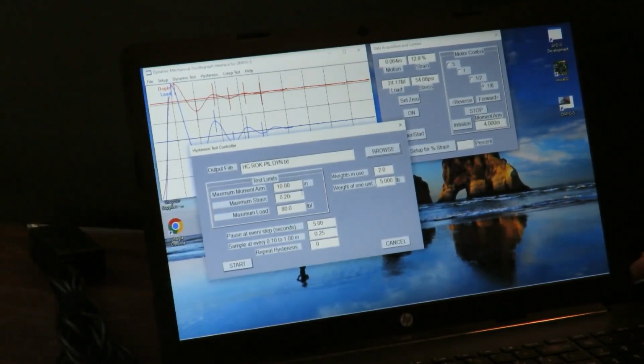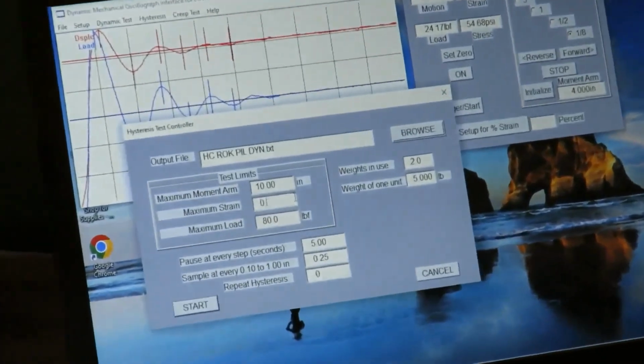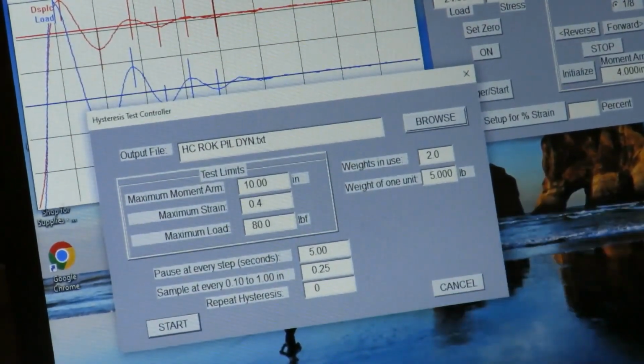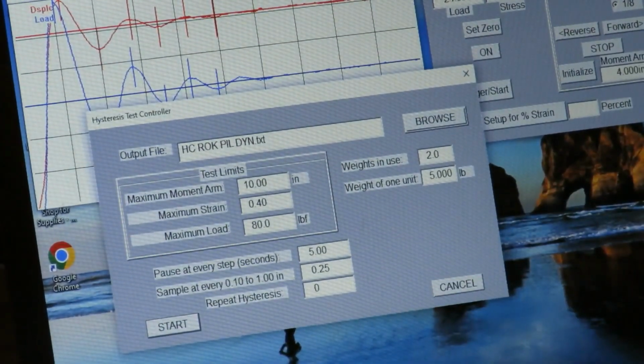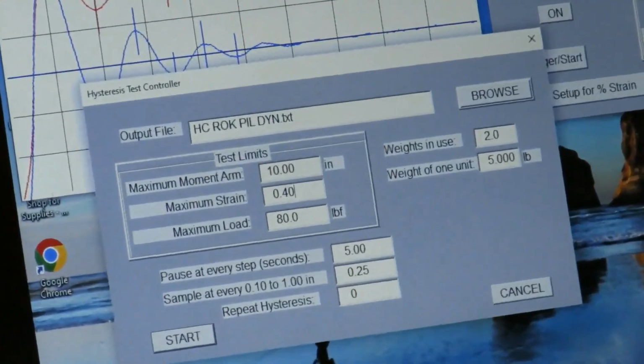In a hysteresis test, sen onu kilitlemedin. Nuri. Boşta o. It's okay. That's okay. Okay.